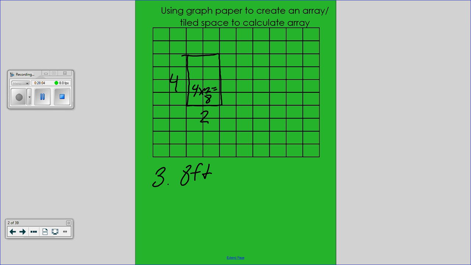Is his poster less than 10 feet? Yes, it's 8 feet. So did he meet the rules of the contest? Yes. So you should have a sentence that says, yes, he met the rules of the contest.